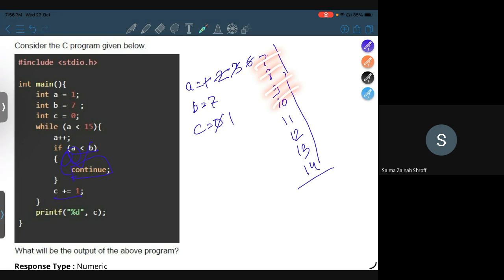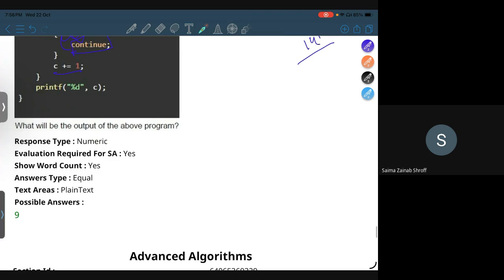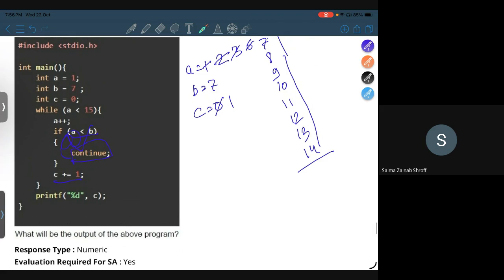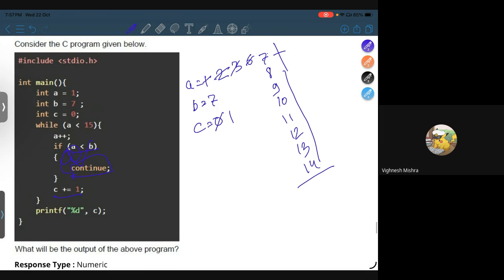This is 1, 2, 3, 4, 5, 6, 7, 8. But C should also change, right? It is also inside the while loop. C is changing. For the first time, C changes here. C becomes 1, now 2, 3, 4, 5, 6, 7, 8. Now I think we'll have to do this whole thing.